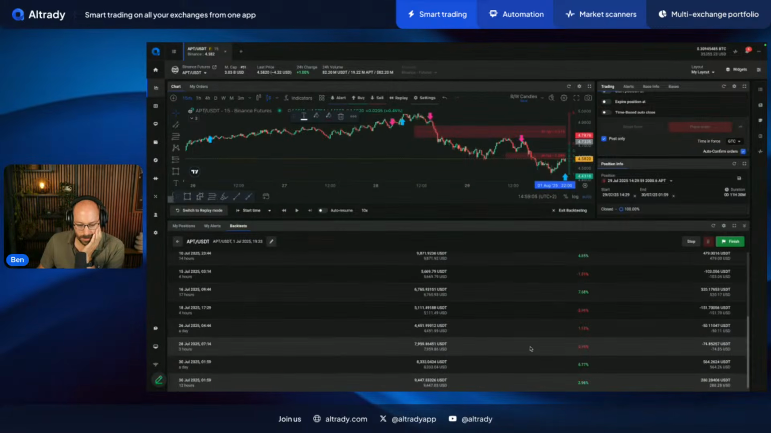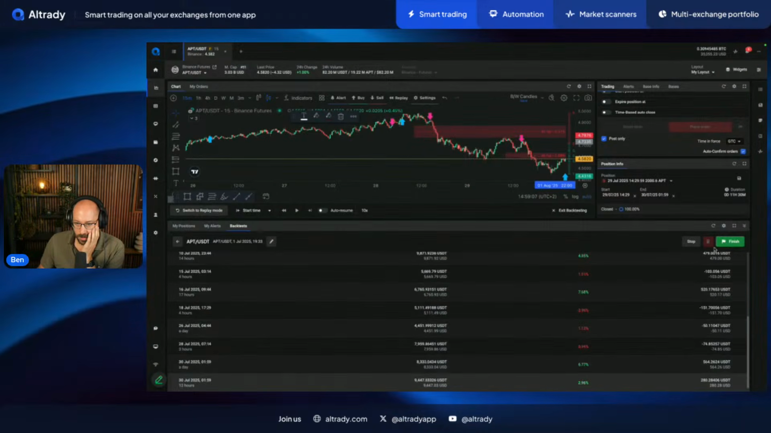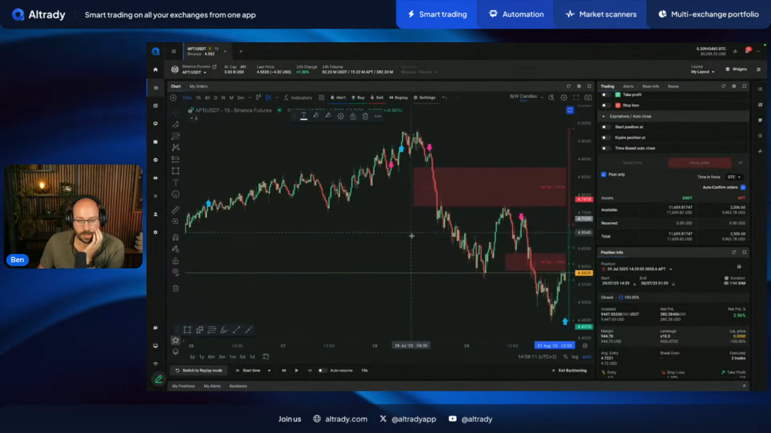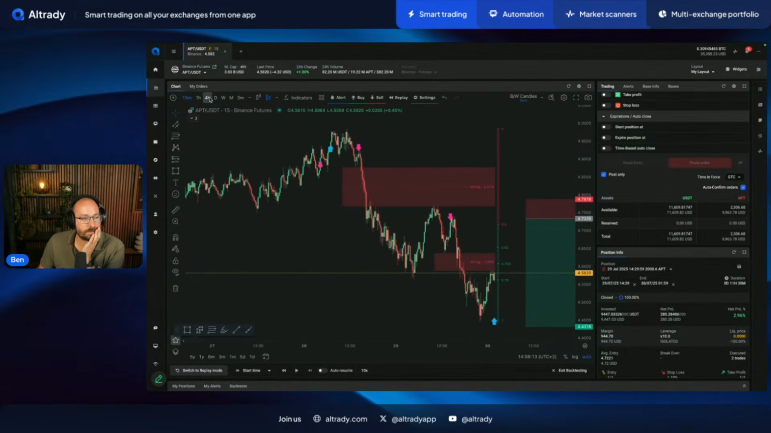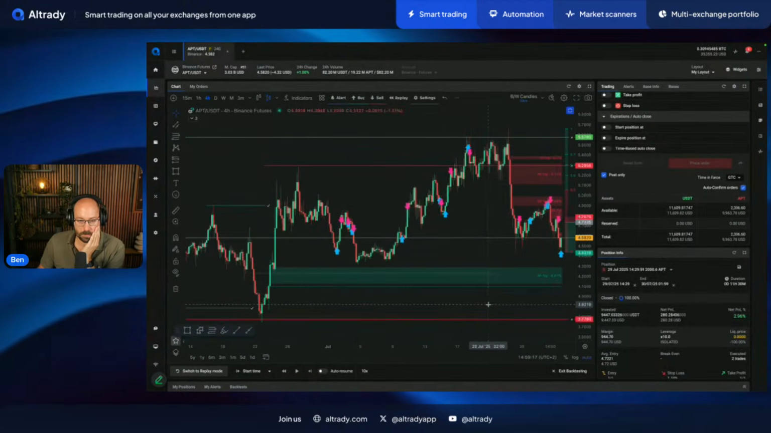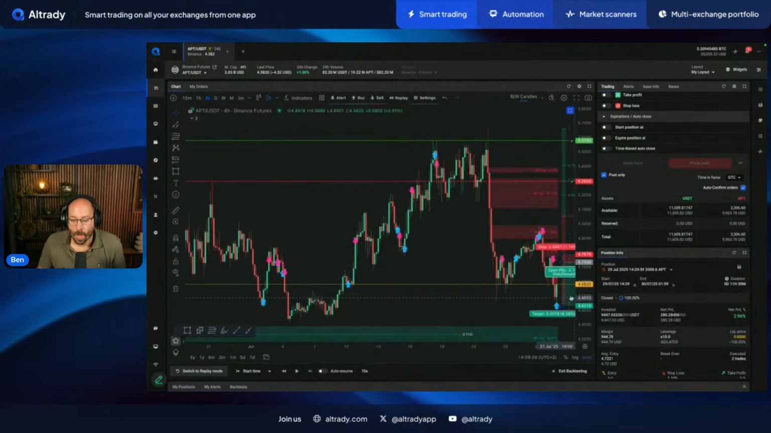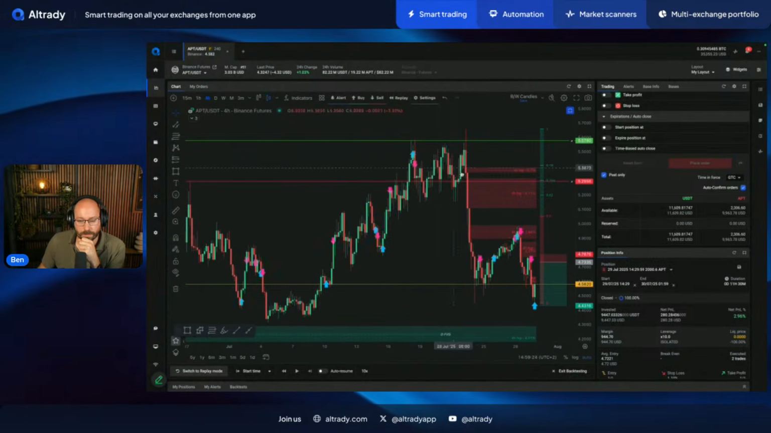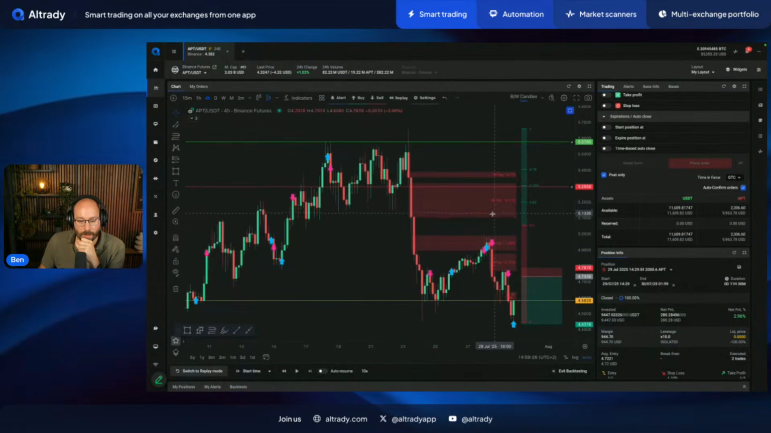What's the entry size? I need to check this because it looks like it had to be like 20, 21 or something. No, I see. It's still that same bug. Oh, okay.